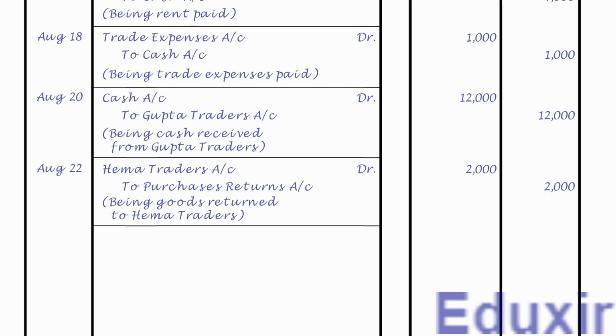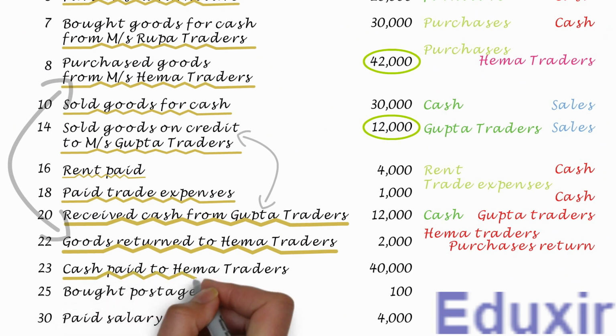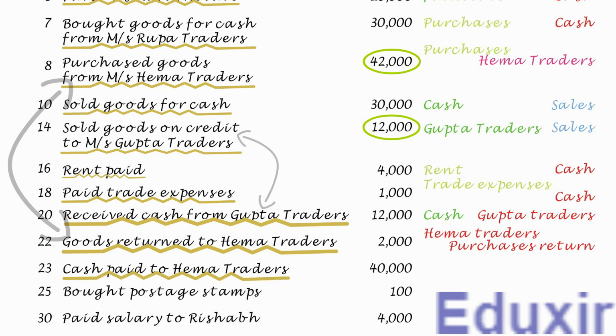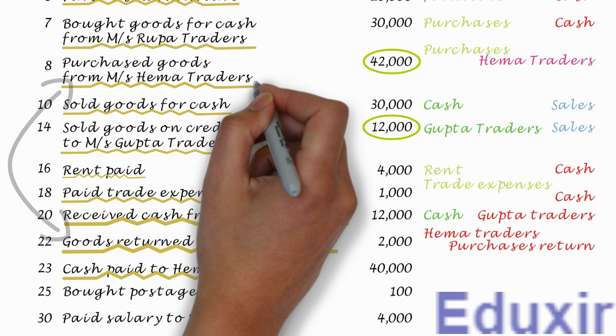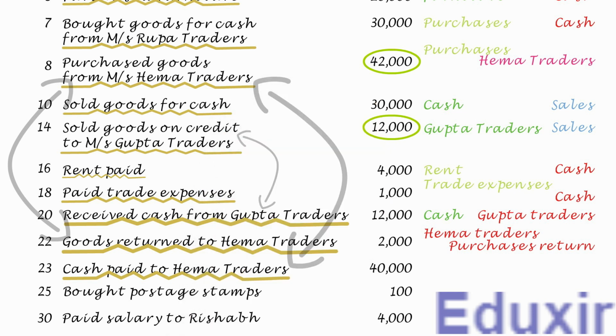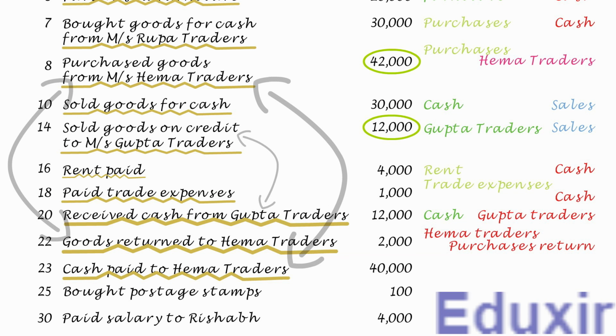Let us now take up the next transaction. In this transaction, the business is paying 40,000 rupees of cash to Hema Traders. Note that this transaction is related to the transaction done on 8th August, wherein the business has purchased goods worth 42,000 rupees from Hema Traders.